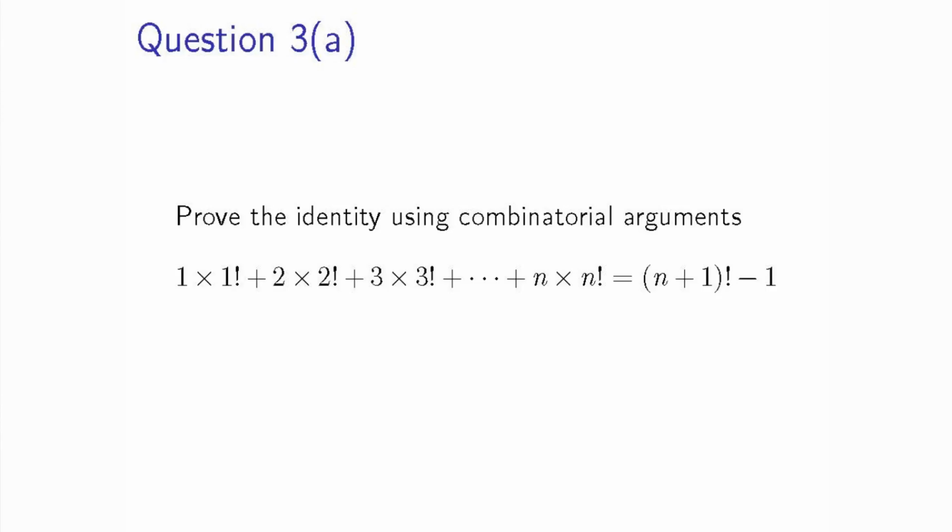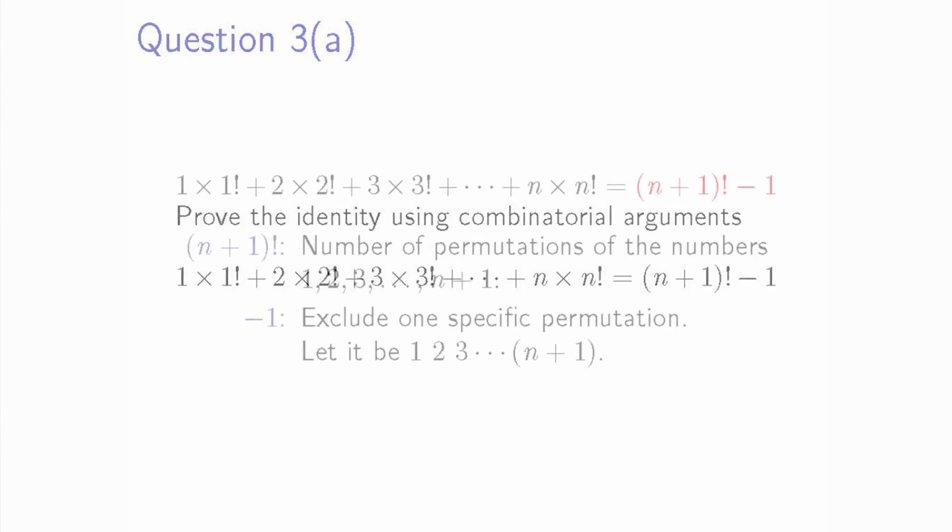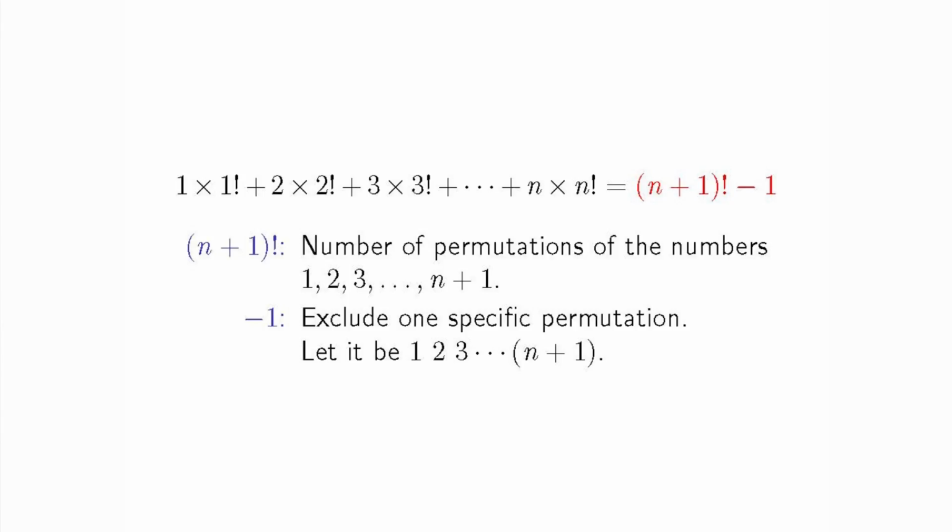How do we use a combinatorial argument to prove this? My explanation is, first, the simpler side, the right-hand side: n plus 1 factorial can be regarded as the number of permutations of the numbers 1, 2, 3, all the way up to n plus 1. But we minus 1 here, so maybe we want to exclude one of the permutations. For simplicity, we exclude 1, 2, 3 up to n plus 1, the continuous sequence.